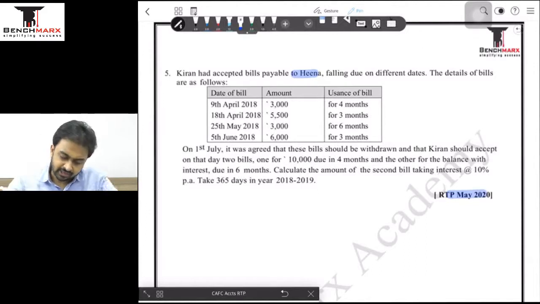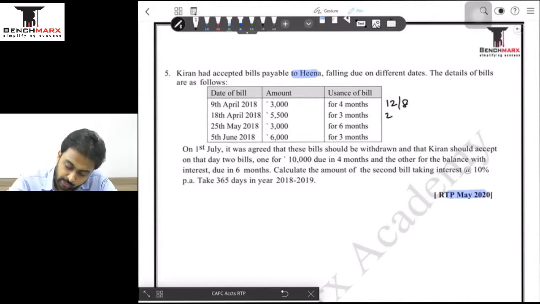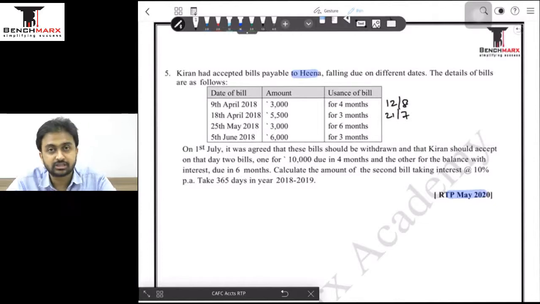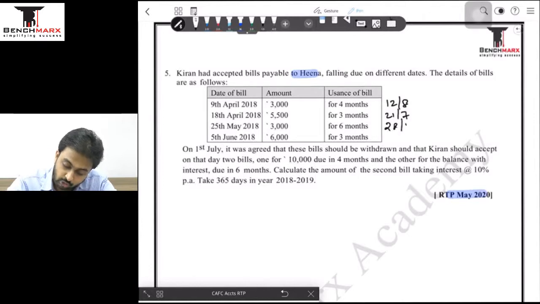ठीक है, let us compute due dates now only. 9th April plus 4 months is May, June, July, August, so appears to be 12th of August. ठीक है, 18th April plus 3 months, May, June, July, 21st of July. 25th May plus 6 months, so June, July, August, September, October. October is 6 months, ठीक है, 5 months. October, November, so 28th of November, and 5th June and 3 months, so July, August, September, so 8th of September.